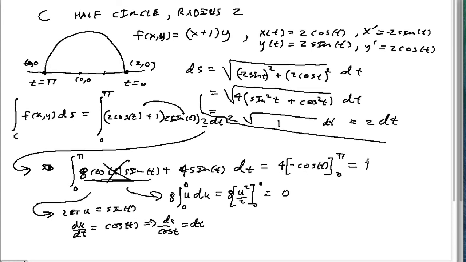So we have 4 times (1 minus a minus 1). And so that becomes 4 times 2, which is equal to 8. So there we go. That's how we compute a line integral for this particular example. Thank you very much.